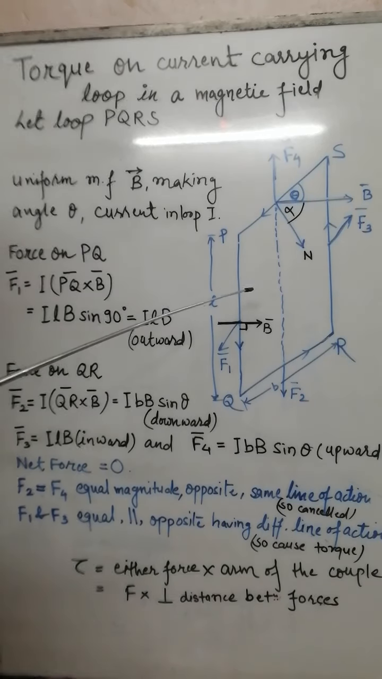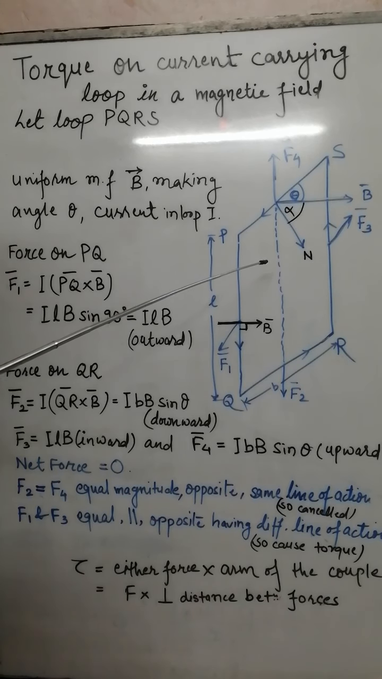It is just like an electric dipole, which when kept in an electric field experiences a torque. So just like that, this current carrying loop also experiences a torque. So let us discuss that torque. In the previous lecture we have seen that a current carrying conductor kept in a magnetic field experiences a force, which is given by F is equal to I L cross B.